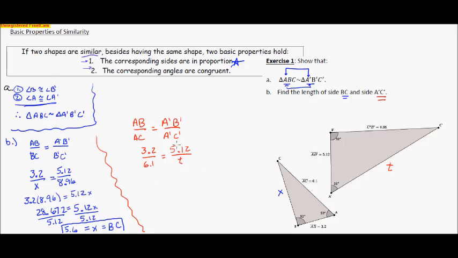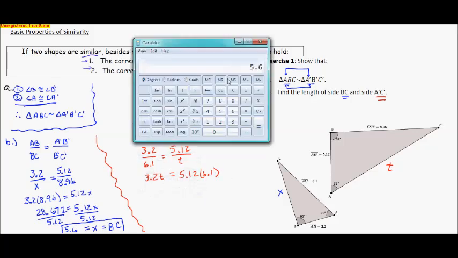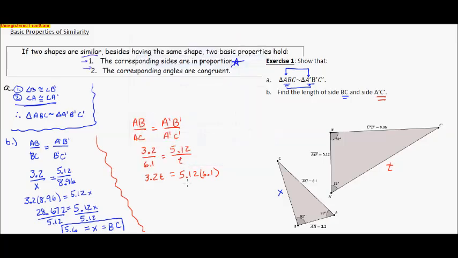How do I solve a proportion? Well, you just cross multiply, alright? 3.2 T, that's cross there. And this is going to be 5.12 times 6.1. I need the help of my calculator again. Alright, 5.12 times 6.1, 31.232. All I did was multiply those together, and I'm going to bring down 3.2t.